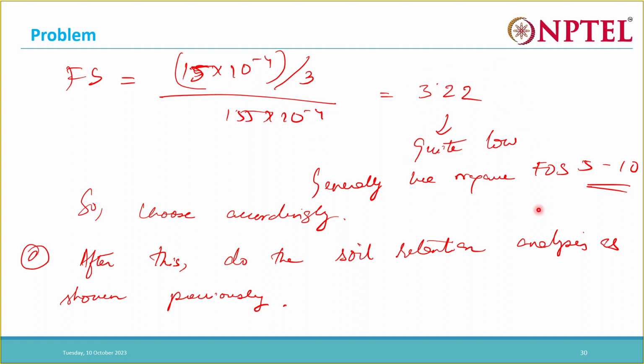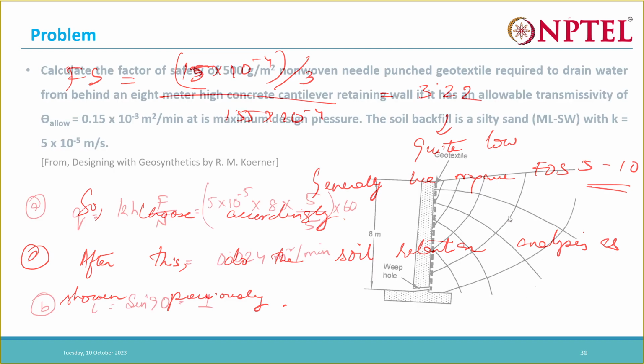So actually this is quite low. Generally we need a factor of safety of 5 to 10. So we need to choose the geotextile accordingly. After this we do the retention analysis, the water retention test check criteria as usual.